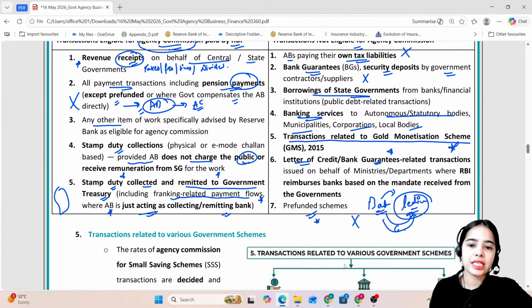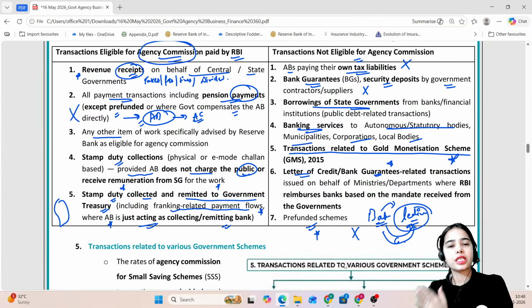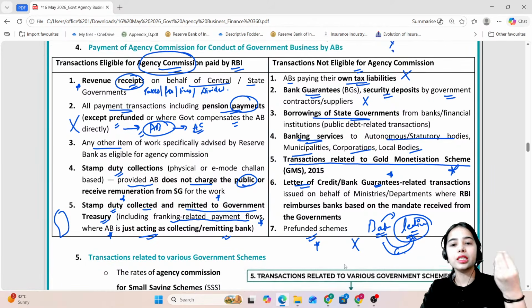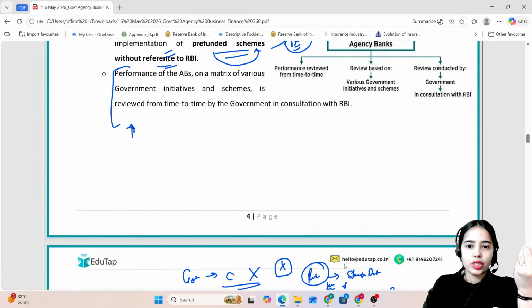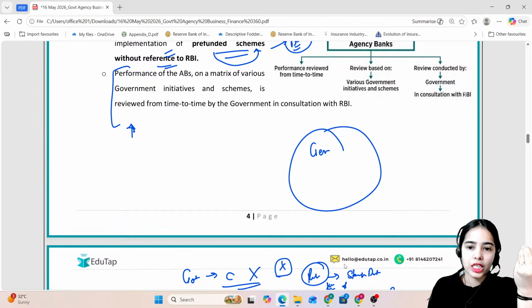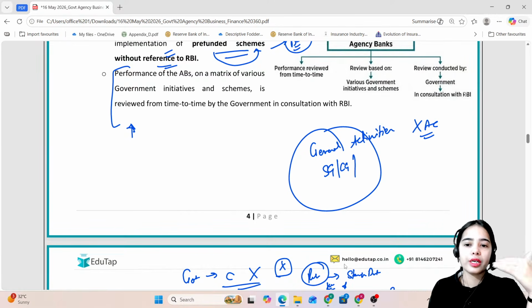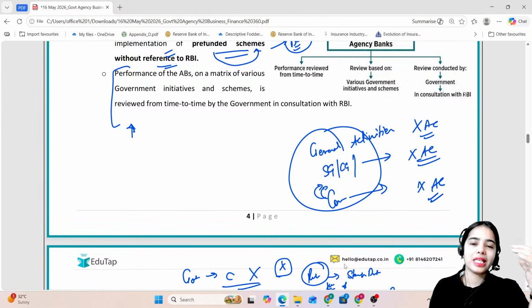Pre-funded schemes: because these have been pre-funded by the central government, for these also there is no agency commission. So remember which transactions get no agency commission. Such transactions that are the general activities of the bank, for those there will be no agency commission. For such transactions where the state government or the central government is paying, there will also be no agency commission. If the commission is already provided by the central government or state government, there will be no agency commission. That is the basic idea.